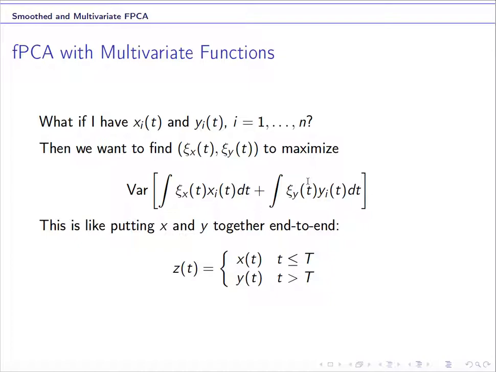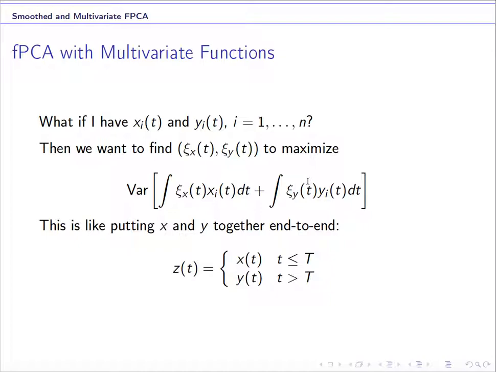Do x and y have to be independent or something like that? This is a very good question. Here, we didn't consider the correlation between these two variables. So this is a drawback of this method. There are some other versions of multivariate FPCA we didn't cover here.